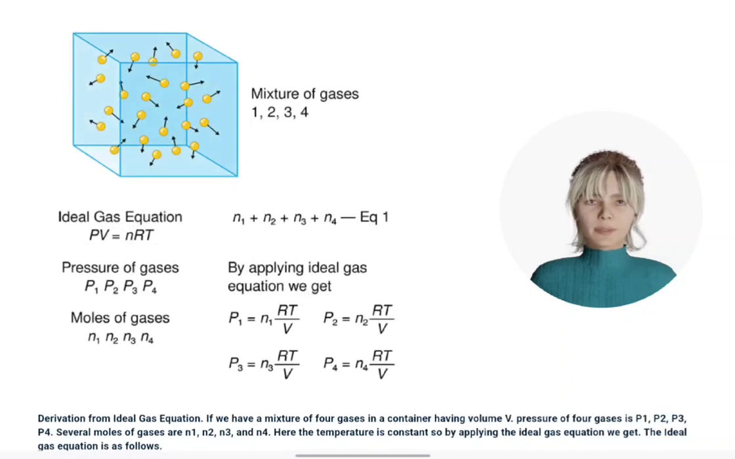Derivation from the ideal gas equation. If we have a mixture of 4 gases in a container having volume V, the pressures of the 4 gases are P1, P2, P3, P4. The numbers of moles of the gases are N1, N2, N3, and N4. Here the temperature is constant, so by applying the ideal gas equation we get. The ideal gas equation is as follows.